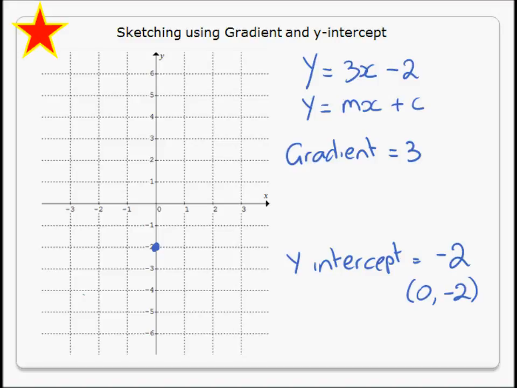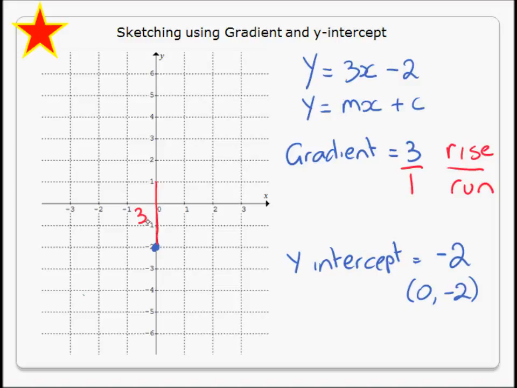So I'm now going to be looking at the gradient. Now I know that the gradient is the rise over the run. So I'm going to convert the number 3 into a fraction. The easiest fraction would be 3 over 1. So now I'm going to use those two values, the rise and the run, to move from my point, which is the y-intercept, to my next point on the line. So I'm going to move 3 up and 1 across.